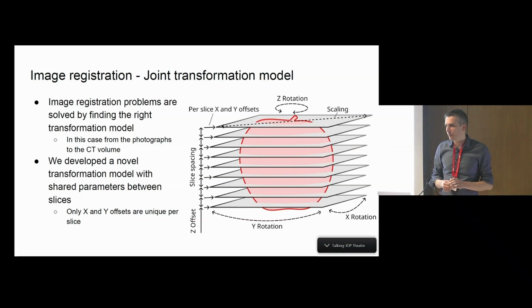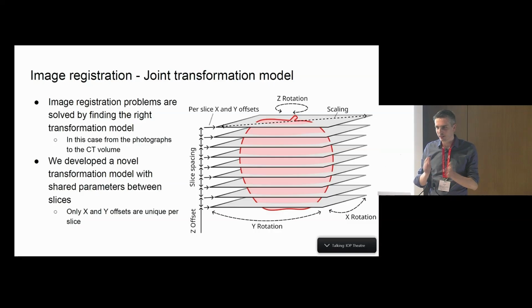Now, image registration, the point is always that if you have a point on one of the images, you want to find the corresponding point in the other. So in this case, if you have a point in the photograph, you want to find the corresponding point in the volume of the CT scan.